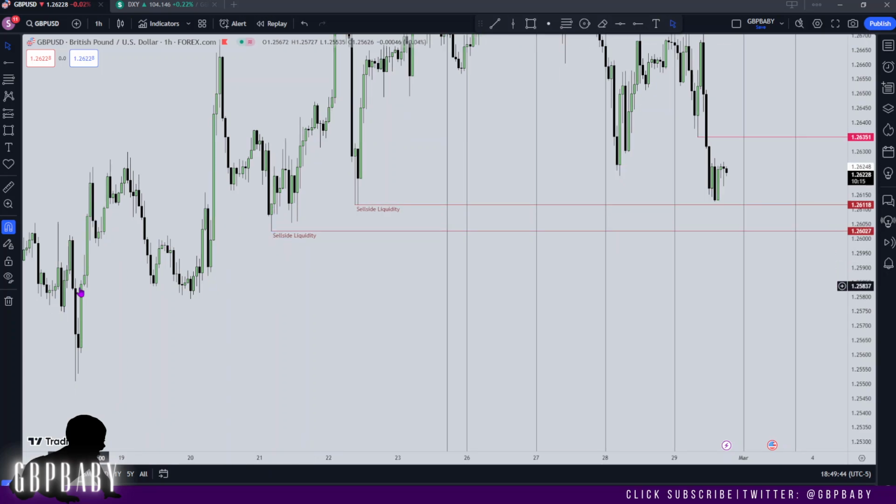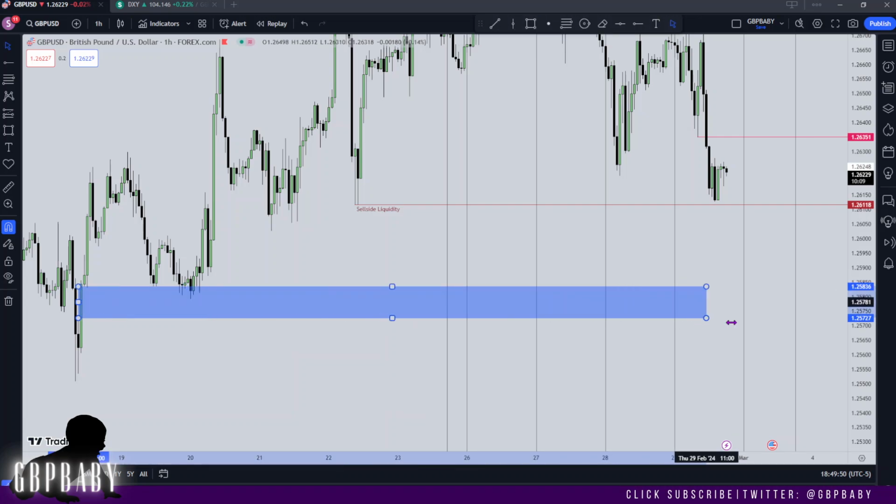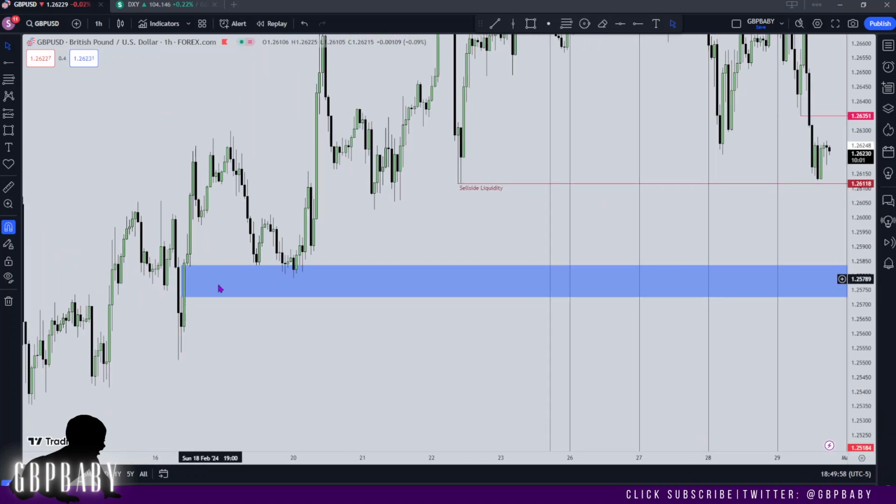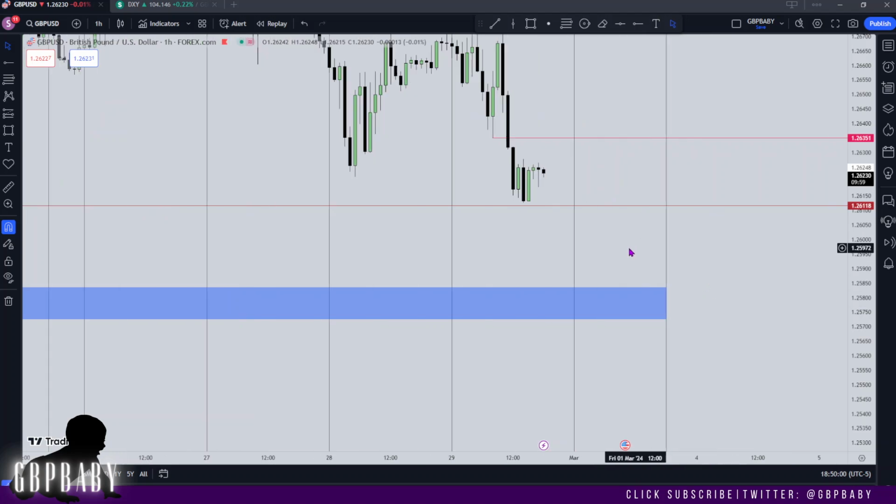One thing that is definitely getting my attention is this hourly fair value gap all the way down here. Now, I don't know how bearish pound is going to be tomorrow, but this is an hourly fair value gap and imbalance that price may want to draw itself to. So we have relative equal lows and a clear imbalance in price right here that price may want to make its way to on the Friday.